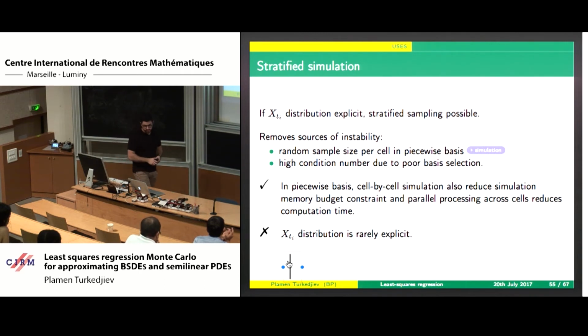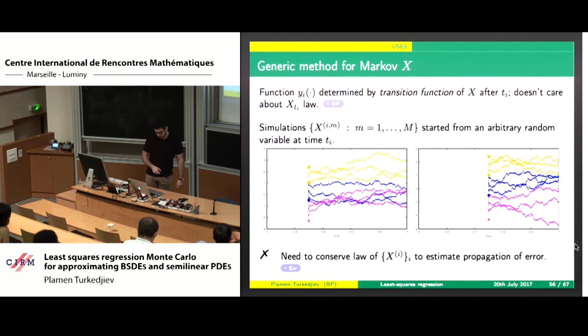Also, if we knew that we had some nice orthogonal bases, then we could make sure that we have a low condition number. The problem is, of course, that the distribution of xi is rarely explicit. So together with Emmanuel, and some other co-authors who are here, we developed a generic method to do the stratified simulation. And it's basically based on the idea that y and z are computed by conditional expectation.